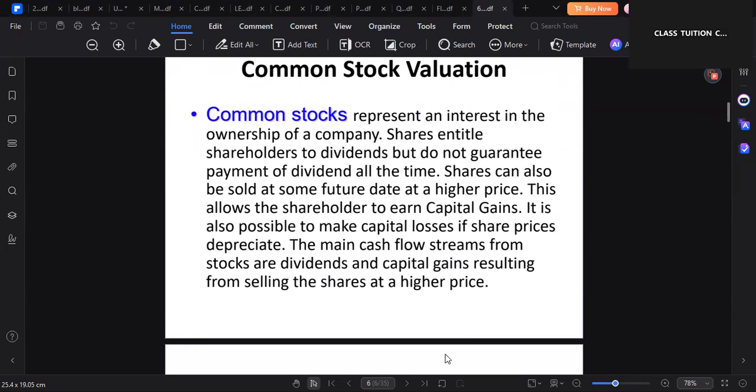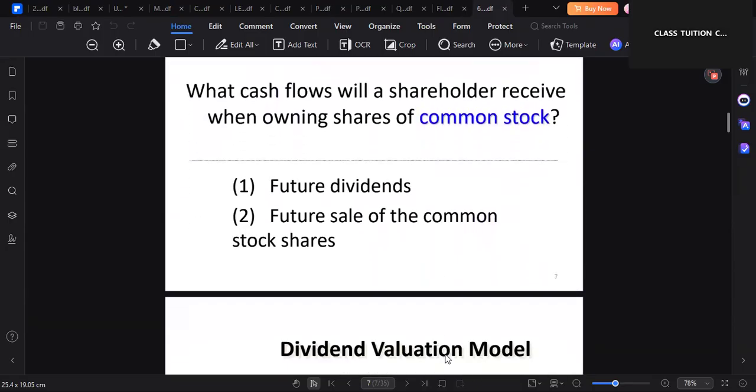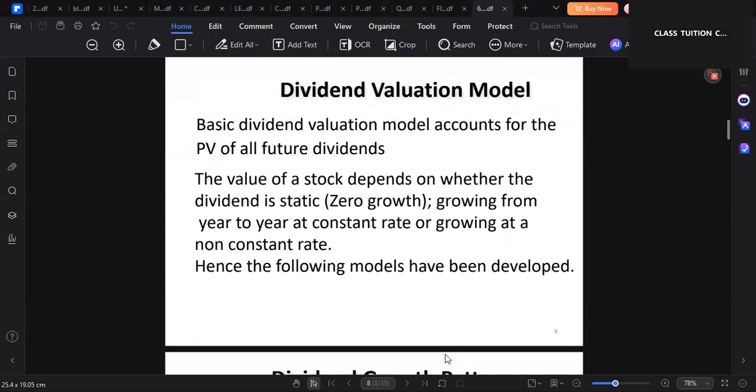So I've talked about what common stock is. So now let's look at the dividend valuation model. So simply a model that accounts for all future valuations. So the dividend valuation model, the value of common stock is actually the present value of all the future dividends. So in theory, what we are talking about in practice is that we are forecasting for infinite dividends, which is impossible. So we need to make assumptions about the patterns of these dividends.